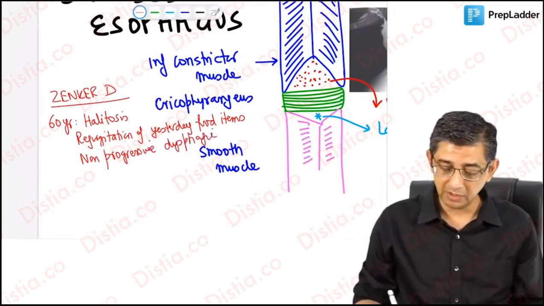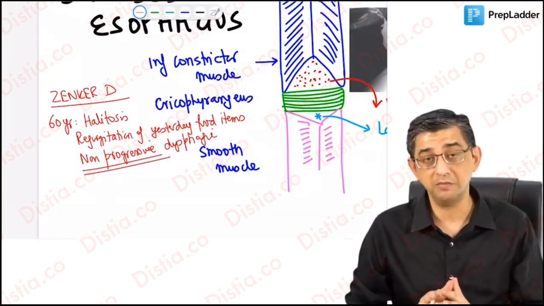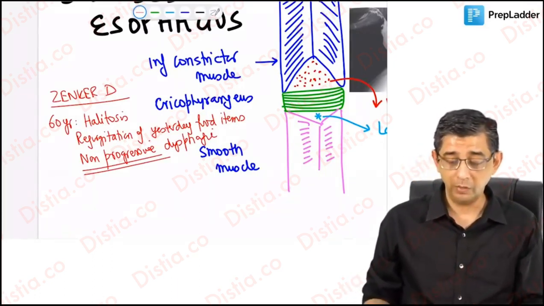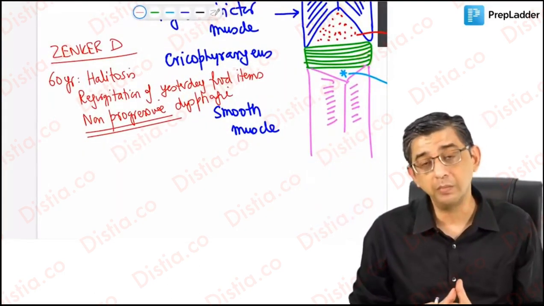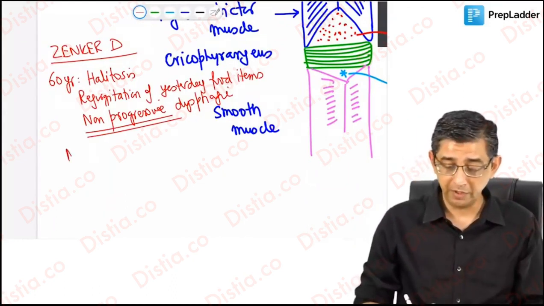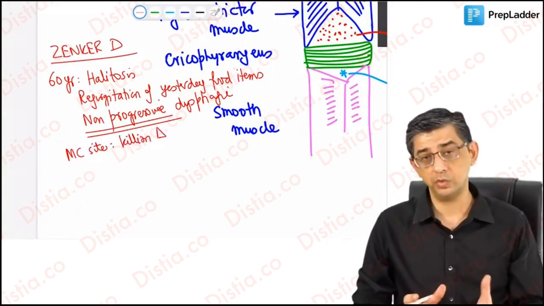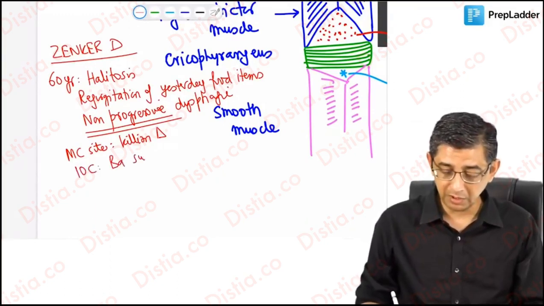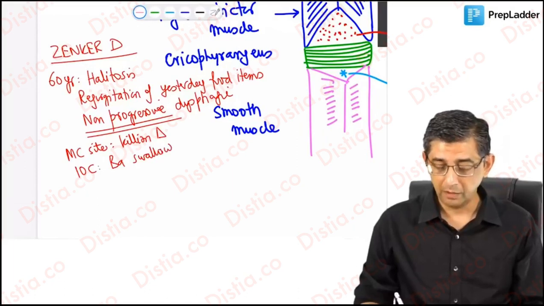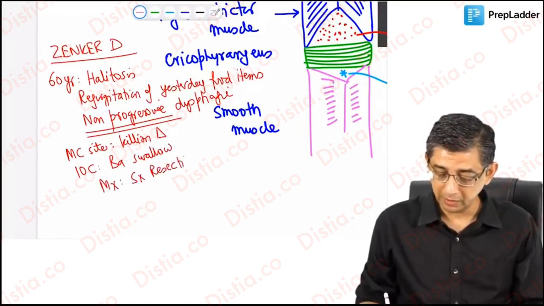Do remember my statements which I have highlighted here. Progressive dysphagia with cachexia is a feature of cancer, but when you have non-progressive dysphagia along with the symptoms written on the top, it is Zenker's which has to be kept in mind. The most common site where Zenker's diverticulum is located has already been discussed, that is Killian's triangle. You read about that even in ENT and in surgery, so I think you are comfortable with that. The investigation of choice for this condition is a barium swallow. For management, surgical resection of the diverticulum is to be done.